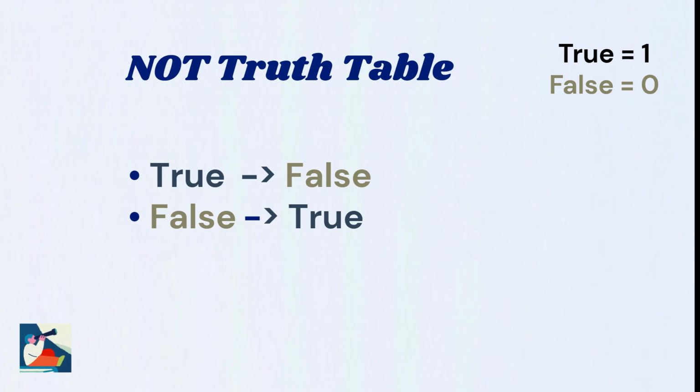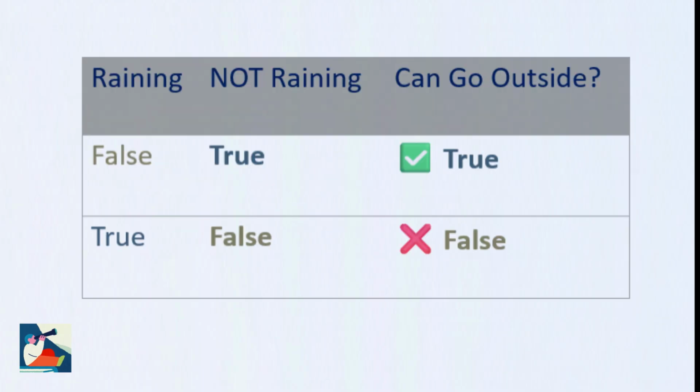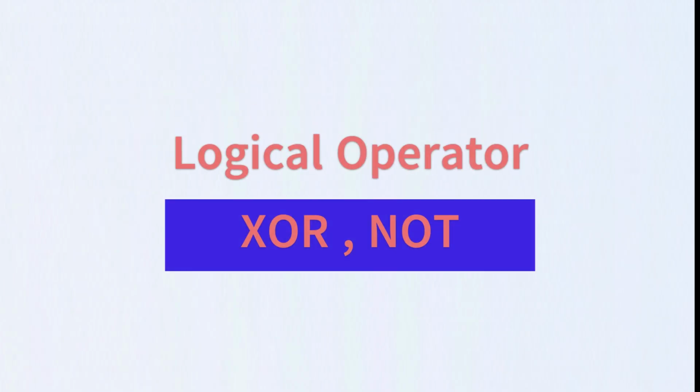If we take the earlier example, then the output should look like this. isRaining no means not raining, so we can go outside. False gives true. And if isRaining yes, then we cannot go outside. True gives false. In this video, we have understood the logical XOR operator in the simplest way possible with real-life examples, and had a deep walkthrough on the NOT operator.